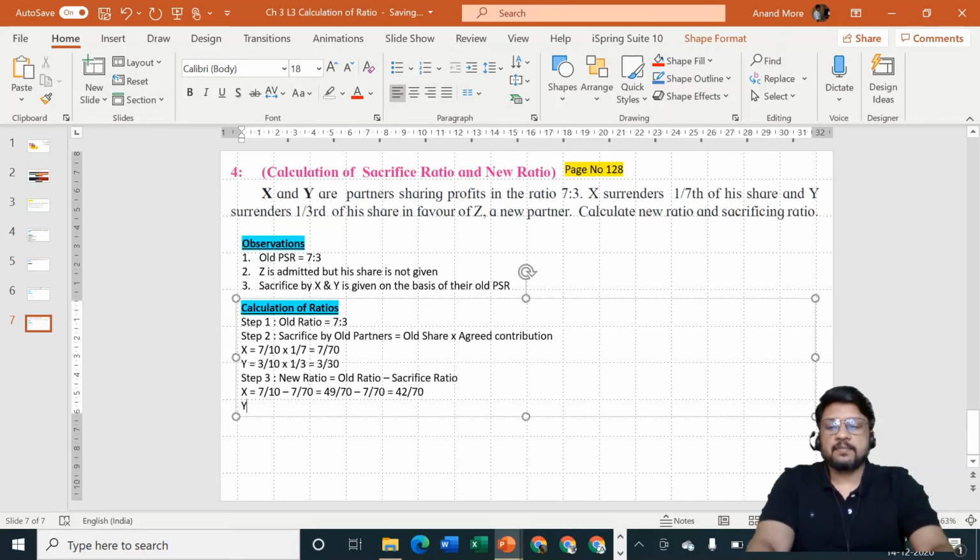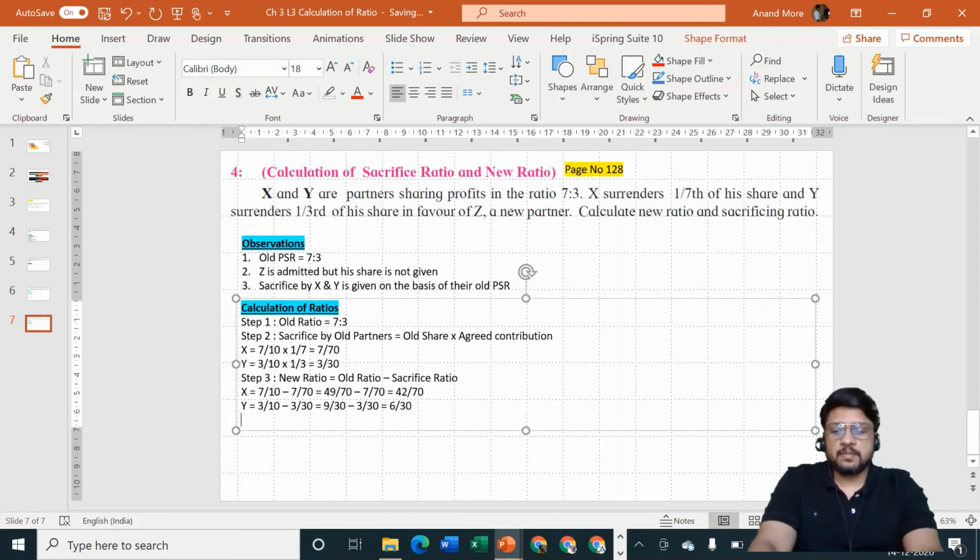Next one, Y. His old ratio was 3/10 minus his new ratio, his sacrifice is 3/30. So we'll specify first one should be multiplied by 3. That becomes 9/30 minus 3/30 is equal to 6/30.